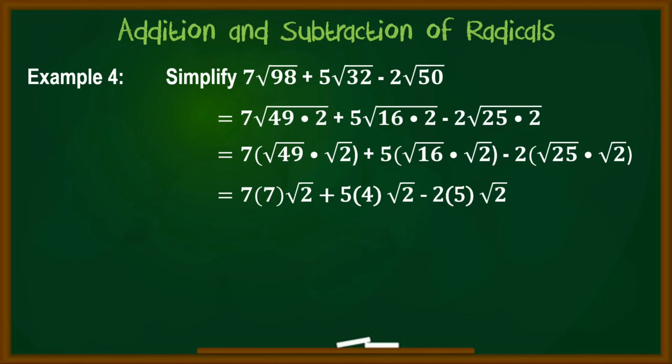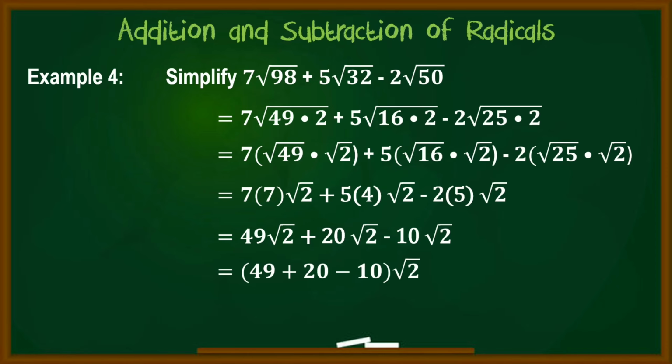Extracting the square roots of the given perfect squares, 49, 16, and 25, we have 7 times 7 square root of 2 plus 5 times 4 square root of 2 minus 2 times 5 square root of 2. Simplifying each coefficient, we have 49 square root of 2 plus 20 square root of 2 minus 10 square root of 2. If you will try to observe, the three terms are now similar radicals.